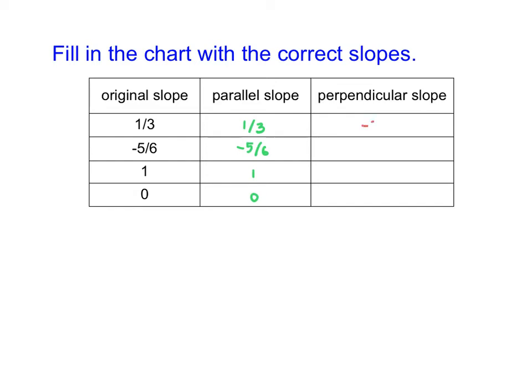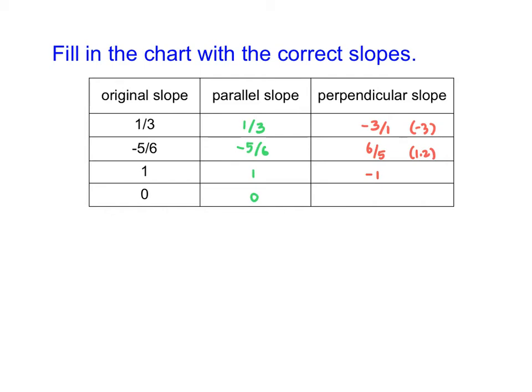Therefore, I would have negative 3 over 1 or negative 3. The second would be a positive 6/5 or 1.2. The third would be a negative 1. Since 1 is also 1 as its reciprocal, we would just change the sign. And the fourth one is very unique.